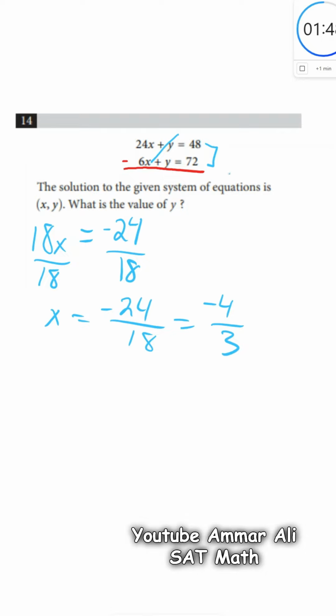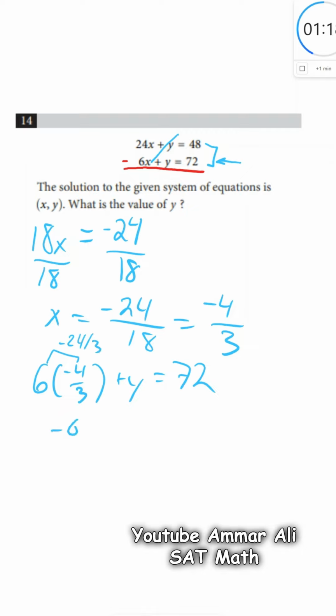Okay, now we need to plug x back into one of the equations. I am going to do this bottom one so we can solve for y. So we're going to get 6 times minus 4 over 3 plus y is equal to 72. 6 times minus 4, that's going to be minus 24. Minus 24 over 3 is nothing more than minus 8, right? So this becomes minus 8 plus y is equal to 72. Plus 8 on both sides, then we get y is equal to 72 plus 8, or 80.